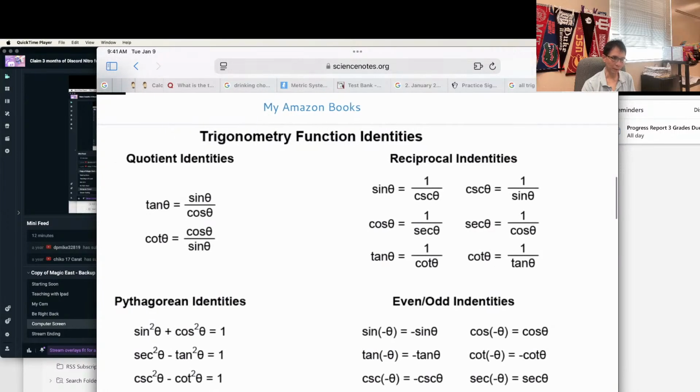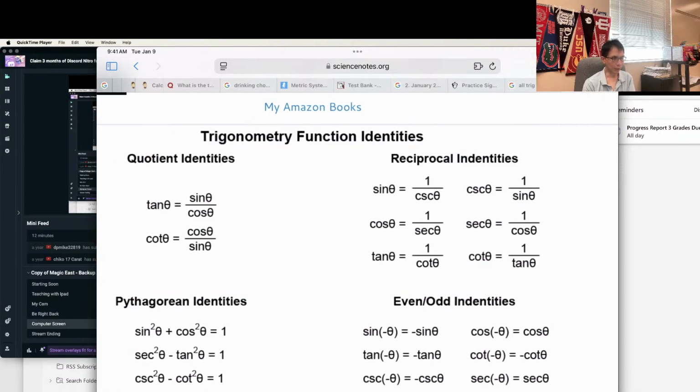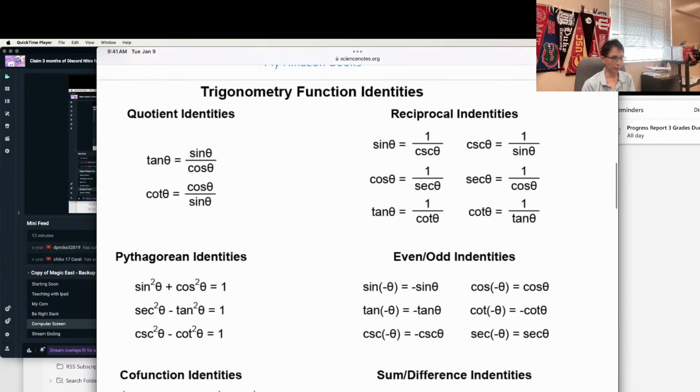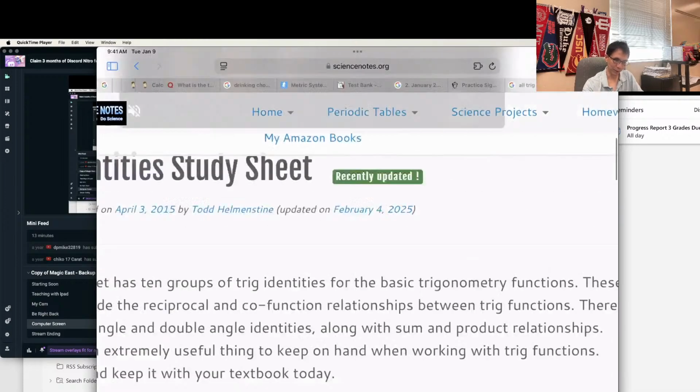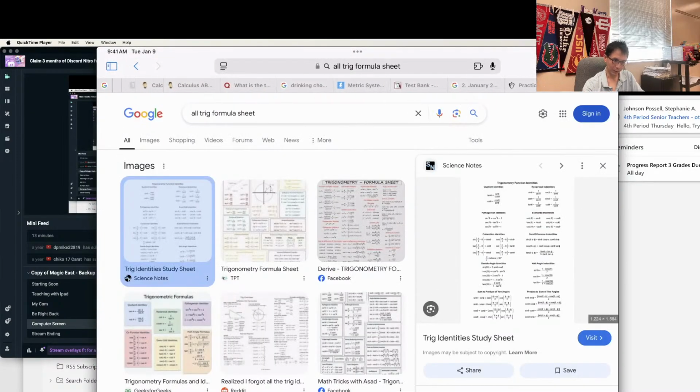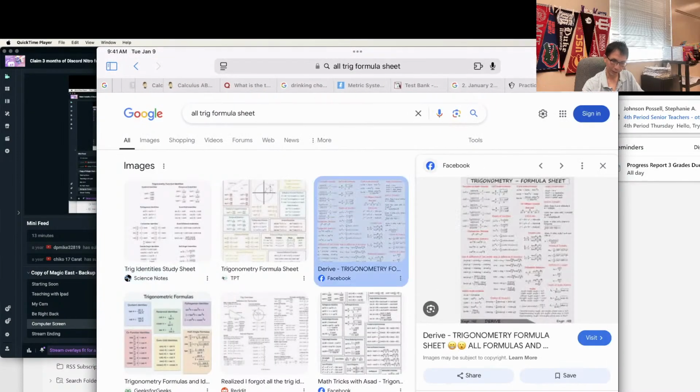So let's review everything. You know tangent theta equal to sine theta over cosine theta, right? Cotangent equal to cosine over sine. Reciprocal identity, everybody should know by now. Pythagorean identity, divide everything by sine squared theta on all of them, and you move it around. This is a very bad one. I'm sorry, I should search for a better one. Whoever came up with this is just garbage.